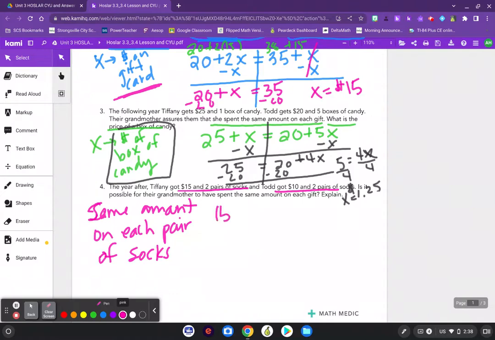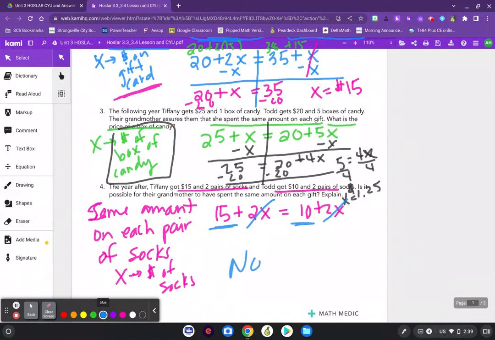If I have $15 plus 2 pairs of socks, where X is the cost of socks, and then I have $10 plus 2 more pairs of socks, assuming those socks cost the same, if I eliminate them from the gift, then Tiffany got 15 and Todd only got 10. So no, it's not possible for Grandma to have spent the same amount on each twin.